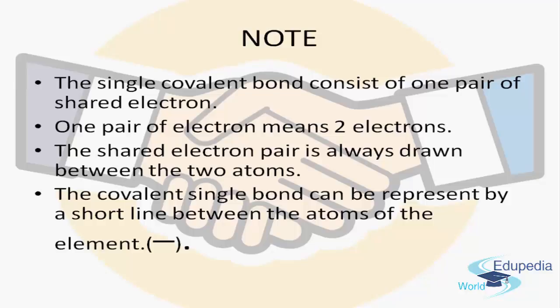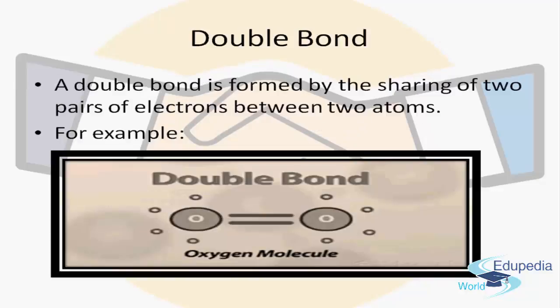I hope you have understood now the single bond. Let's come to the double bond. Now what is a double bond? A double covalent bond consists of two pairs of shared electrons. In other words, I can say that the double bond is formed by the sharing of two pairs of electrons between two atoms. And two pairs of electrons means four electrons. So we can say that a double bond is formed by sharing of four electrons between two atoms, each atom contributing two electrons for sharing.